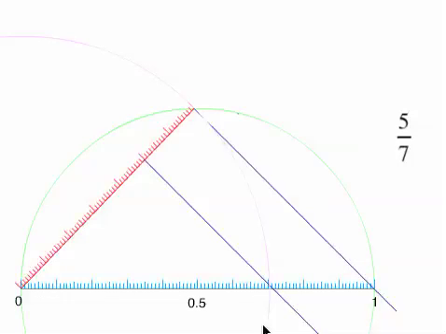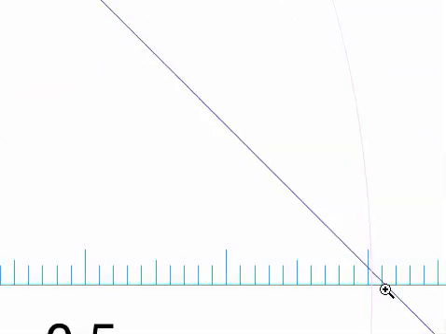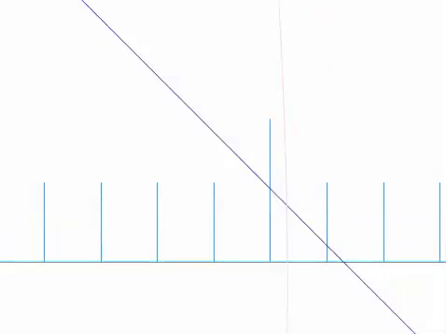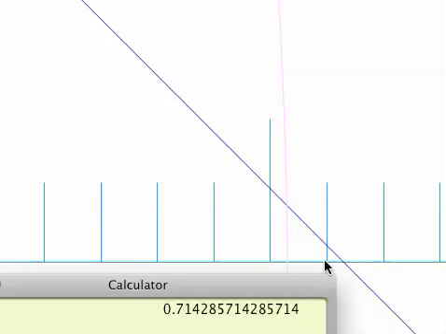Okay, and notice, here we are. Let's just zoom in on that. Here's 0.5, 0.6, 0.7. And on the calculator, what was our value? 0.7. This is 0.71, 0.714. 0.715 is going to be right there, 0.714. That's pretty exact. Okay, and there you go.